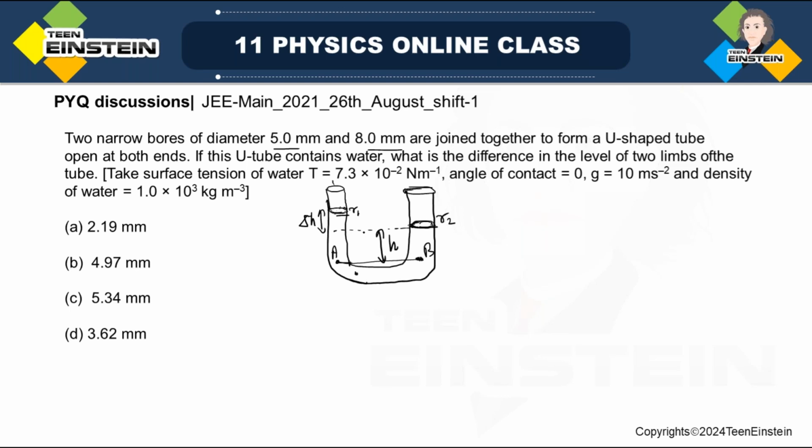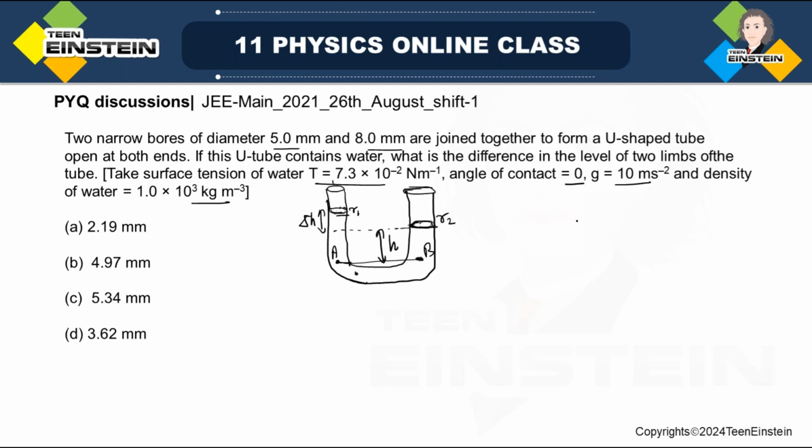Okay, that means you can see the water level. There is some more information given. The surface tension of the water is given as 7.3 into 10 to the power minus 2 newton per meter. Angle of contact will be 0 and g is given as 10 meter per second square. Density of the water is 1000 kg per meter cube. These are the things given.